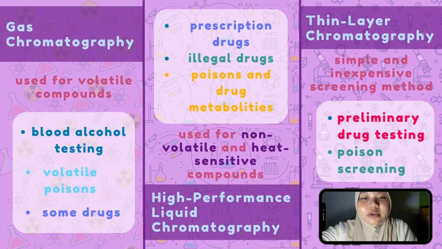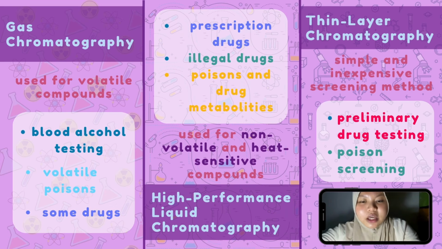These are the types of chromatography that have been used in forensic toxicology. The first type is gas chromatography, or GC. It is mainly used for volatile compounds, which are substances that easily evaporate, such as alcohol and certain solvents. The second type is high-performance liquid chromatography, or HPLC. It is used for non-volatile and heat-sensitive compounds. This method is commonly applied in detecting prescription drugs, illegal drugs, poisons, and drug metabolites.